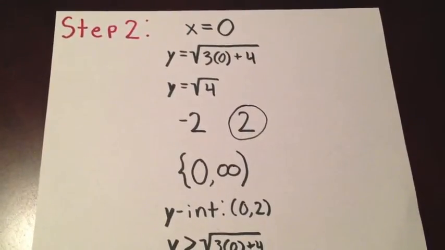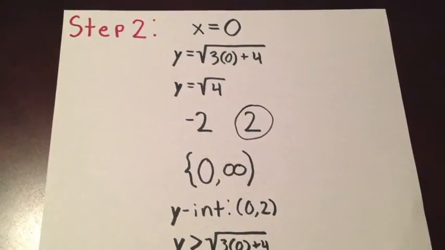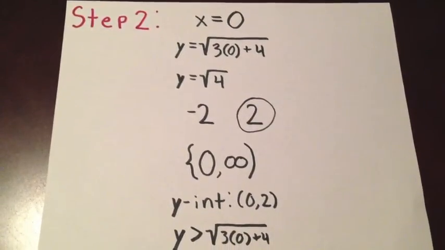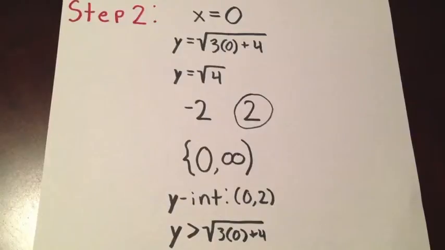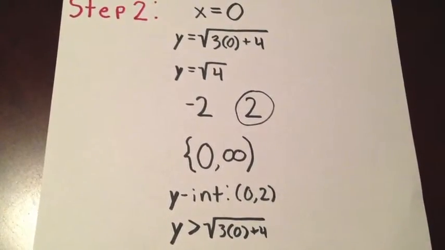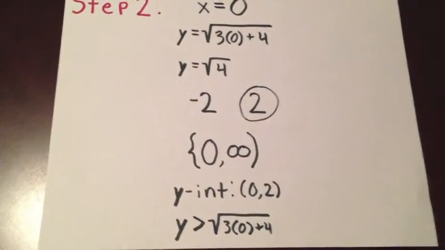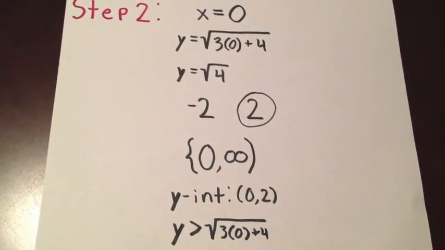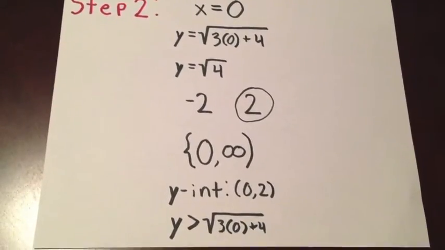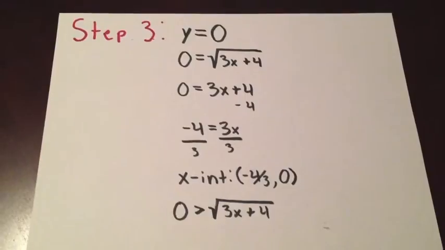Though the square root is in fact 2 and negative 2, you would only accept 2 because there is no negative coefficient. The interval for the range is 0, infinity. This means the y-intercept is 0, 2. Given the inequality y is greater than the square root of 0 times 3 plus 4, you would arrive at the same y-intercept.